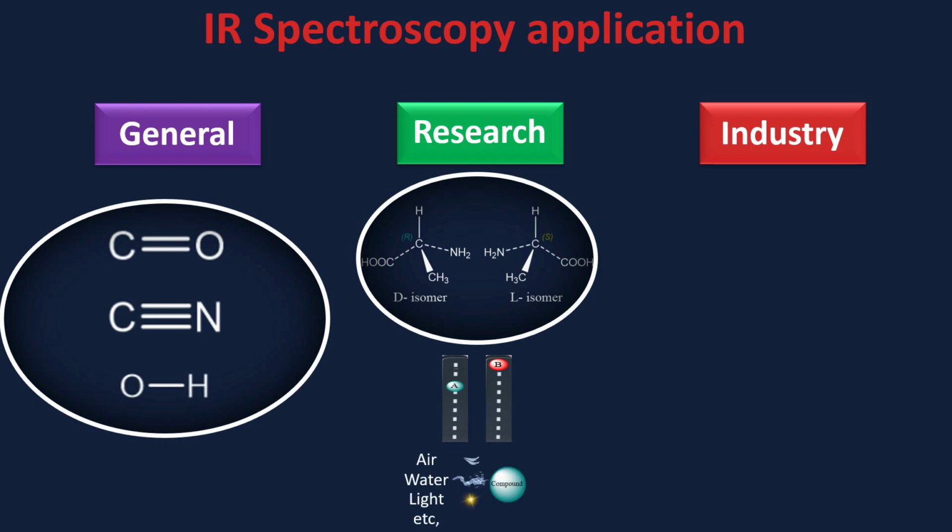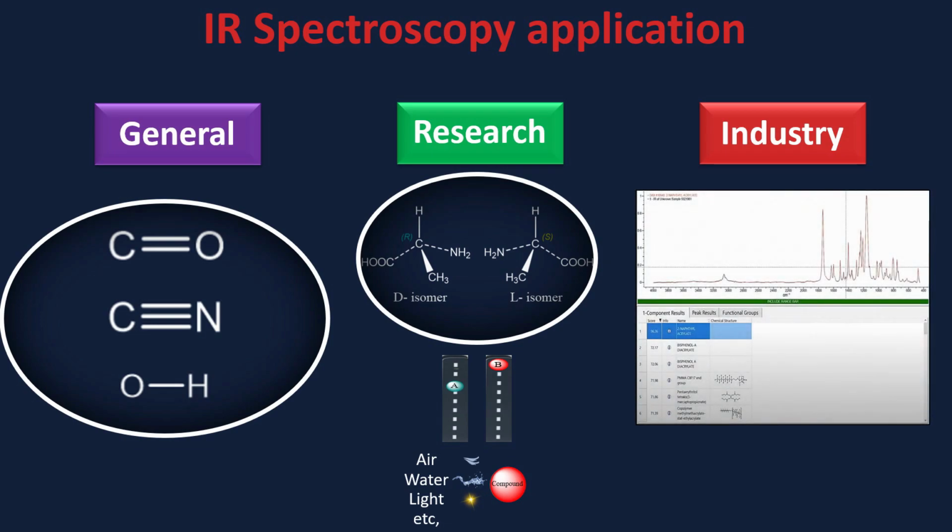Chemical stability studies the ability to resist a chemical change, and also in the industry it is used to identify the whole compound using a library database. We will talk about each one of these in detail from research papers.